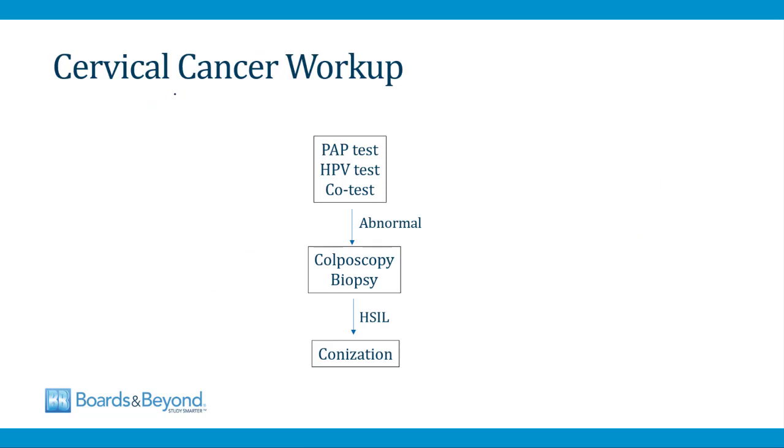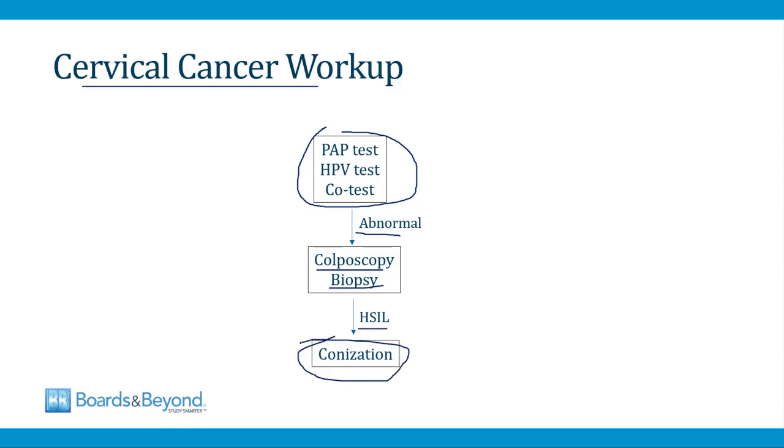So this slide just summarizes the progression of testing in cervical cancer workup. Make sure you have this algorithm straight in your mind. It comes up on rotations and boards. So screening is done with the Pap test or the HPV test or the co-test. If that's abnormal, it's followed up with colposcopy and biopsy. And if you have evidence of a high-grade lesion, that's followed up with conization.